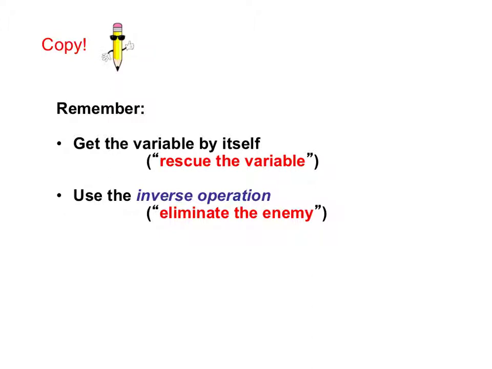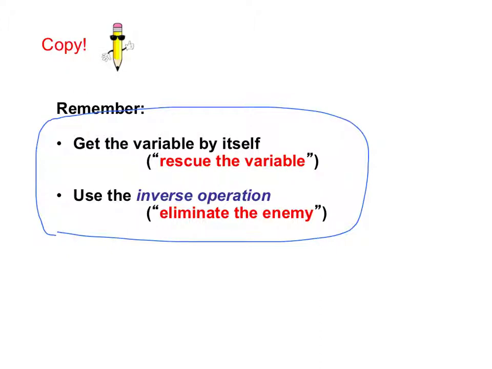Go ahead and pause the video and copy down the following. For solving one-step equations with addition or subtraction, there are two things to keep in mind. The first thing is we need to get the variable by itself, and we're going to refer to this as rescuing the variable. The second thing is we're going to use the inverse operation, which we're going to refer to as eliminating the enemy.